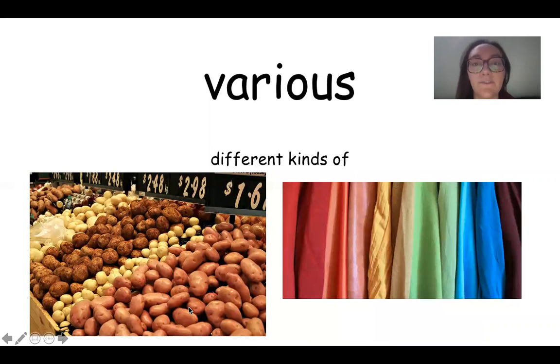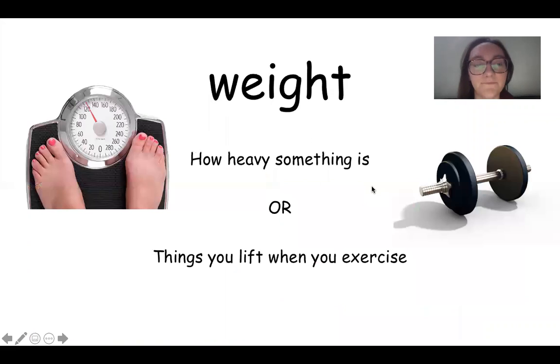The next word is various. So this just means different kinds of. So you see there are various potatoes here, and there's various fabric here, right? Various clothing. So various is just different kinds of.